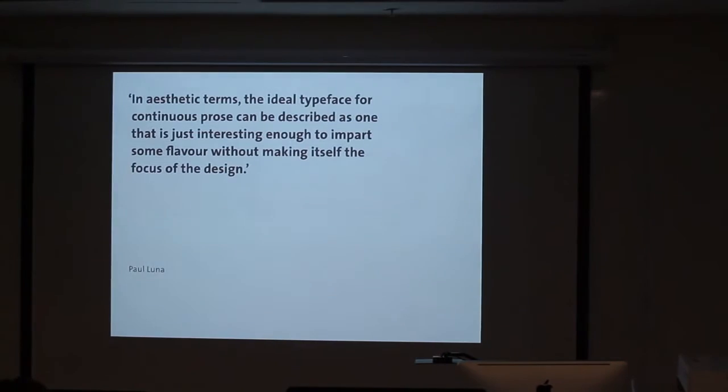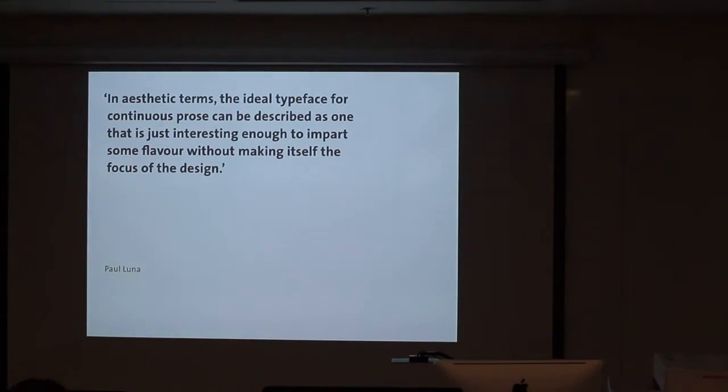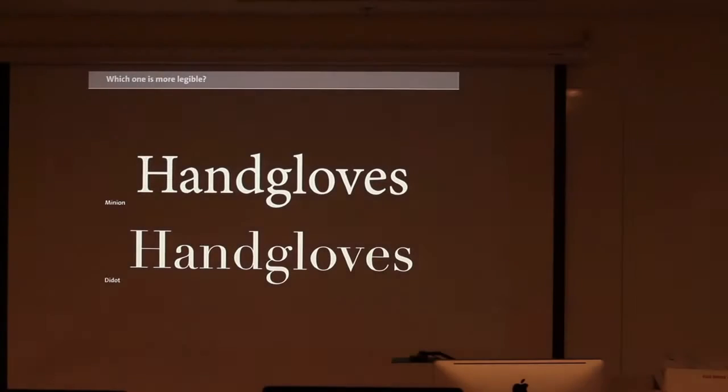So Paulina says here, in aesthetic terms, the ideal typeface for continuous prose can be described as one that is just interesting enough to impart some flavor without making itself the focus of the design. If you look at this typeface here, this is a very unnoticeable typeface. It means you won't notice the typeface, but it works really well. That's a useful typeface. It's beautiful, but it doesn't have to shout at you for every sentence. You don't want that to happen.